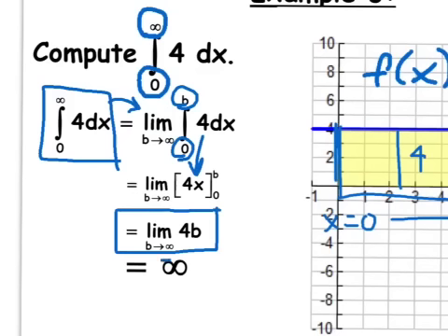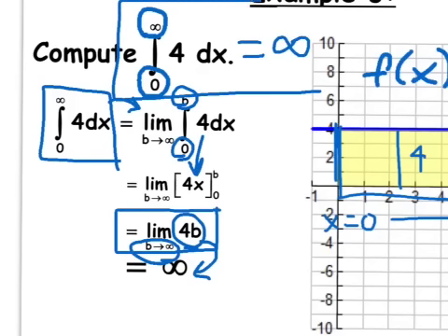And of course, if you let b go to infinity, then 4b is unbounded. It's going to tend to infinity. So, as you would expect, this improper integral diverges. It goes to infinity. So when I say, does this improper integral converge or diverge, I mean, is it finite or not finite, essentially. We'll talk about other things that can happen later, but for our purposes now, basically, does the improper integral work out to a finite quantity, or does it shoot off to infinity?